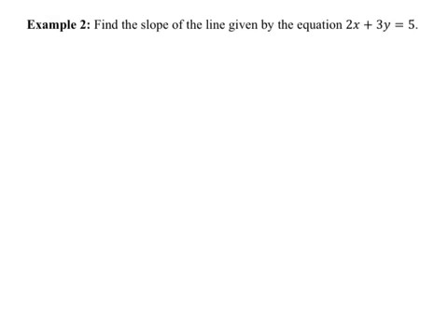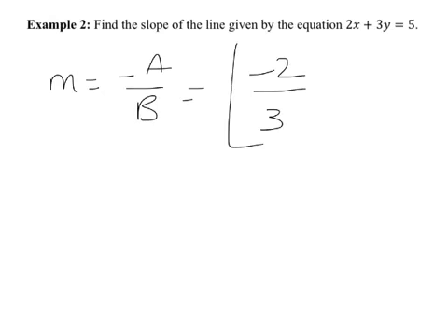So example 2 says, find the slope of a line given by the equation 2x plus 3y equals 5. Well, you don't even have to solve for y. If it's in standard form, use your standard equation. Slope equals negative a over b. So it's simply negative 2 over 3, or negative 2/3, which is our slope. You could check this by solving for y, and the coefficient in front of x would be negative 2/3.